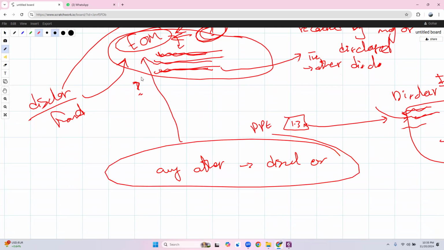So if I ask you this question right now, if a disclosure is not properly given and you want to emphasize it, should you add an EOM paragraph?